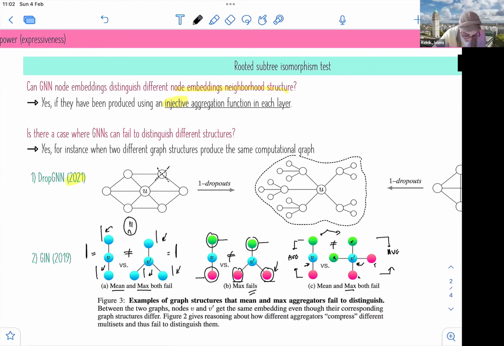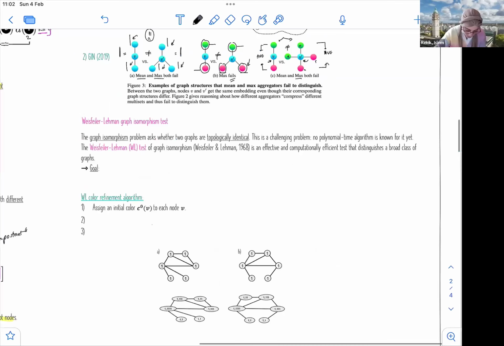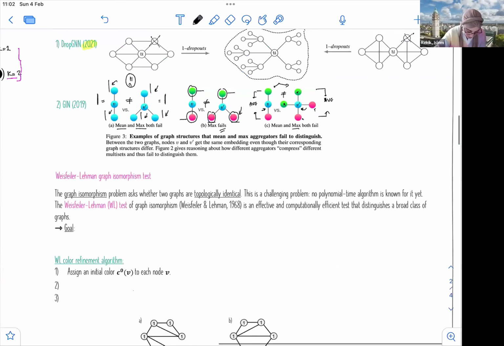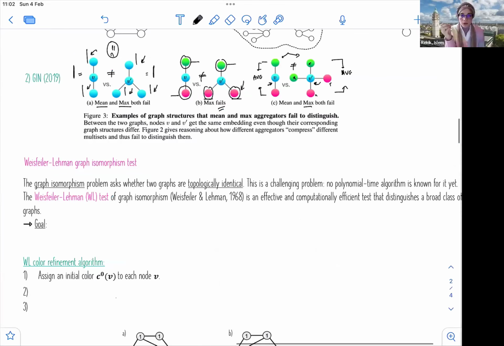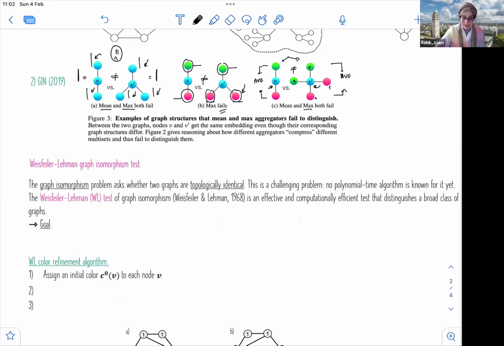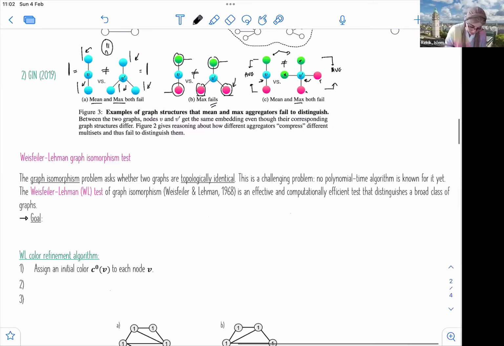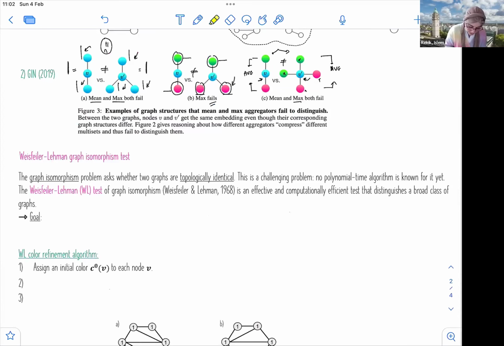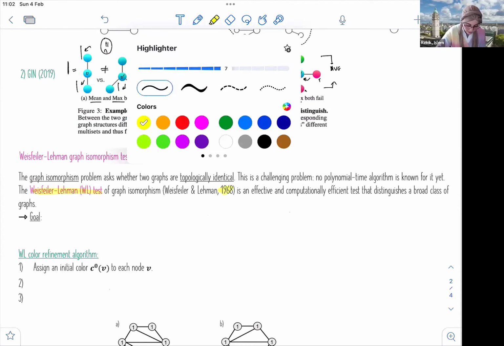So it turns out that this problem is actually not new. Here, there is the problem of comparing the topologies of two different graphs, identifying if they're isomorphic or not. It's a very ancient problem that dates back to the 1960s. For example, the WL test was introduced in 1968. So let's look at this together.